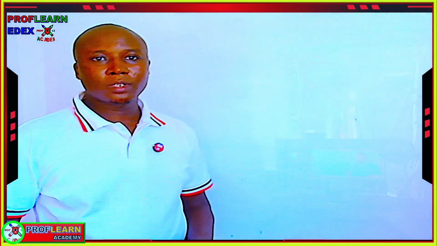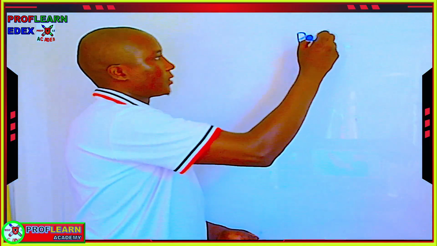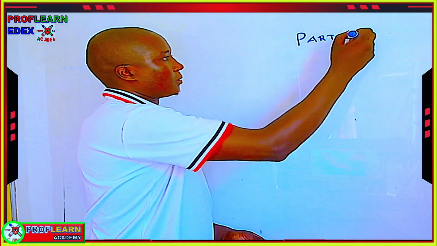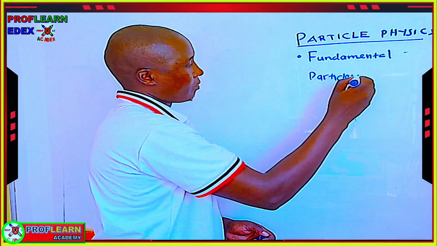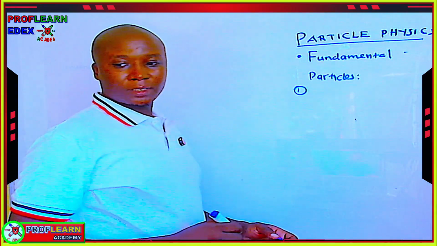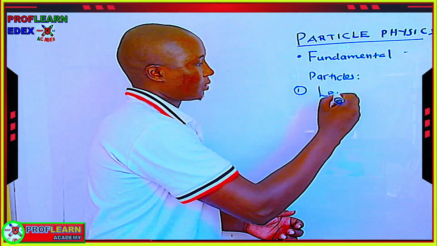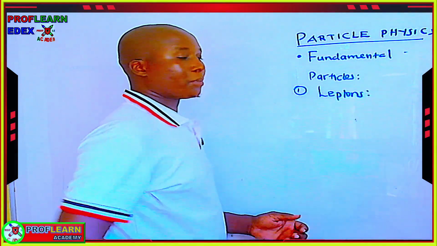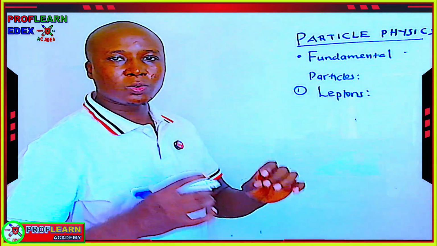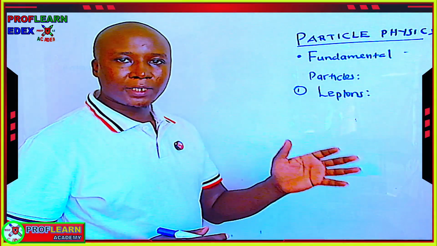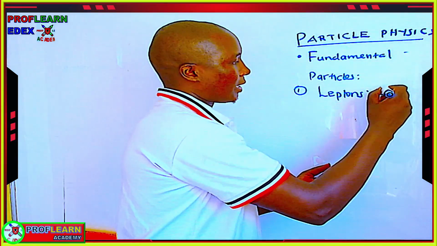In this video, I want us to talk about fundamental particles, that is particle physics. Fundamental particles in this case are the particles which we are going to talk about as leptons. Leptons are examples of fundamental particles, and these are particles which cannot be broken into any smaller particles, and which don't have an internal structure. Example fundamental particles are electrons.